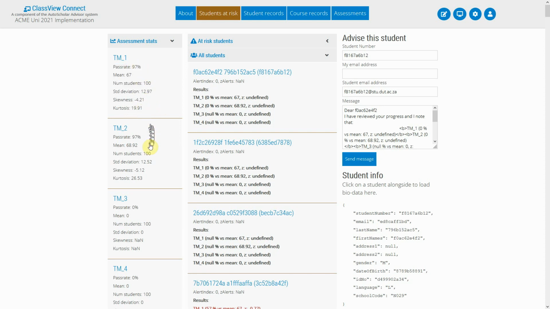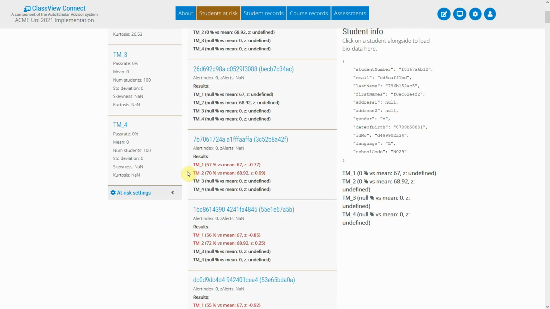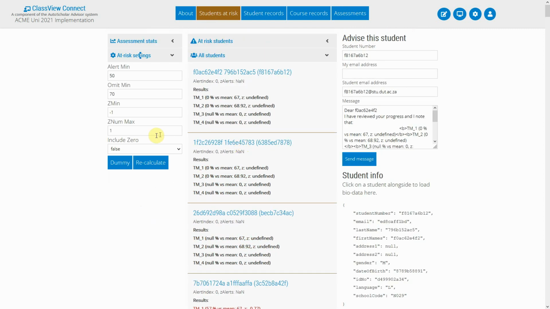So that just gives us an indication of how far we are away from a normal distribution. And these various indicators help us to compare our assessment performance and understand the departure away from the normal distribution. So that gives us some indication about performance in the course as well. So under at-risk, you can also change the settings here. And so the way at-risk estimation works is by raising alerts about a student.